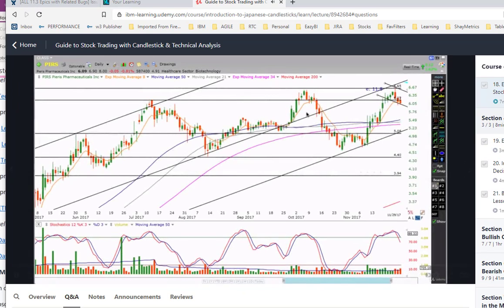Okay, so this is a quick video to explain how stochastic works in the oversold and overbought conditions. So oversold, it's reached down near the bottom when price crosses, you see this brown line, this is 20. The green line here, it's 80.